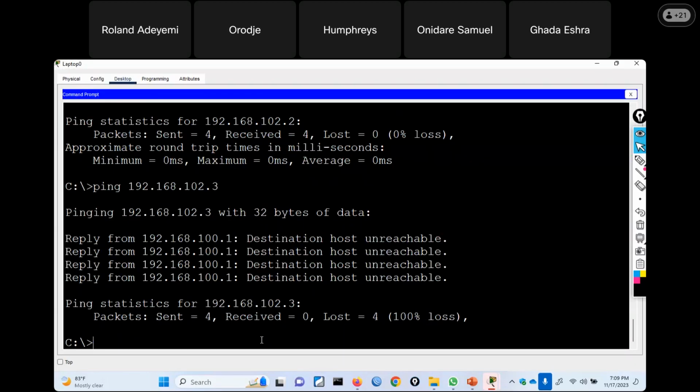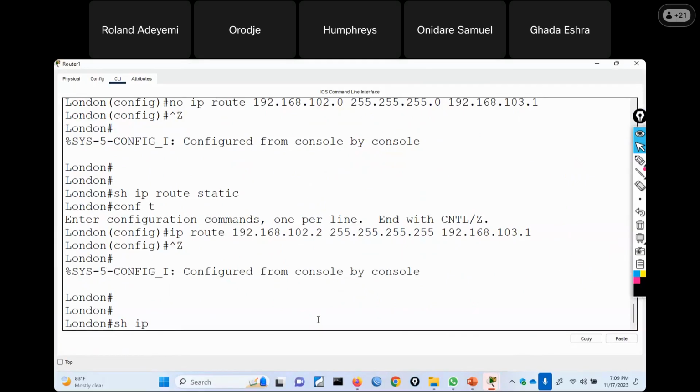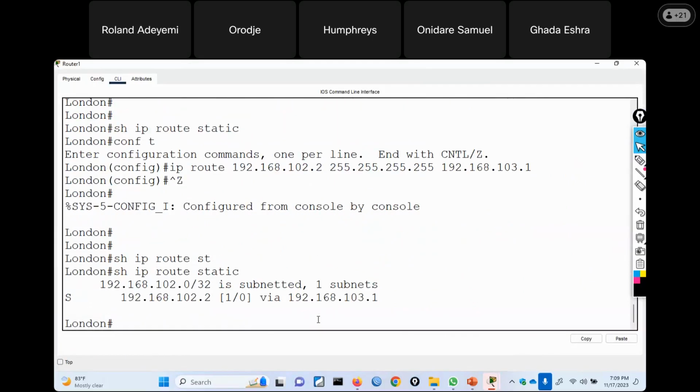We are seeing destination host unreachable. Why are we seeing destination host unreachable? Because my router doesn't even know how to get to that IP address. I only informed the router about that .2. So look at what we put in the router. Show IP route static. We only told the router about this IP address, and the subnet mask is /32, meaning we are particular about all the octets, first, second, third, fourth.